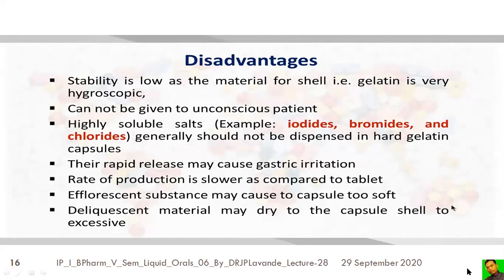Efflorescent substances may cause the capsules to soften. These substances cannot be supplied. Deliquescent material may dry the capsule shell excessively, because these substances draw water from the capsule shell and thus make the capsule dry and fragile.